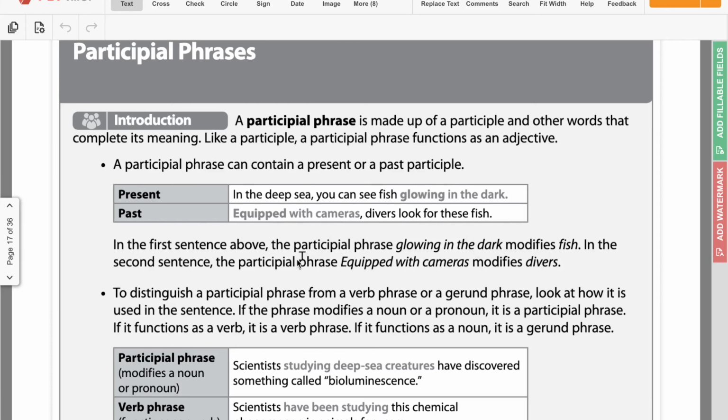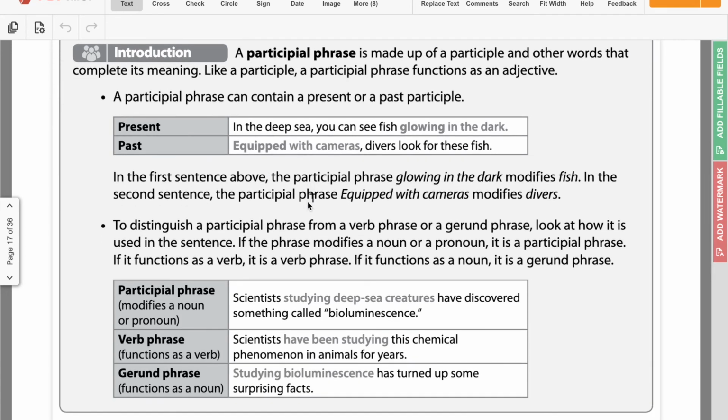So in the second sentence, the participle phrase, equipped with cameras, modifies divers. What are the divers equipped with? Or what do the divers have? They're equipped with cameras. Or what kind of divers? The kind that are equipped with cameras. That sort of thing. So the thing that makes it a participle phrase is that it has more than one word in it, right? Because the participle would be glowing in the first sentence there. But a participle phrase is glowing in the dark because it just provides us with a little bit of extra information that we didn't necessarily need to understand what was happening in the sentence.